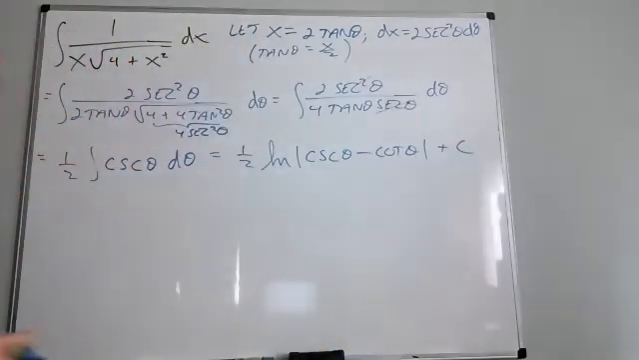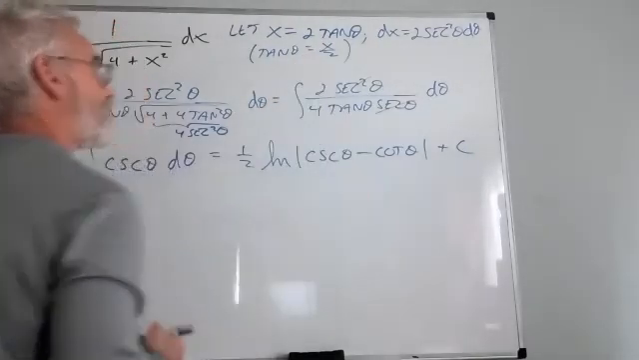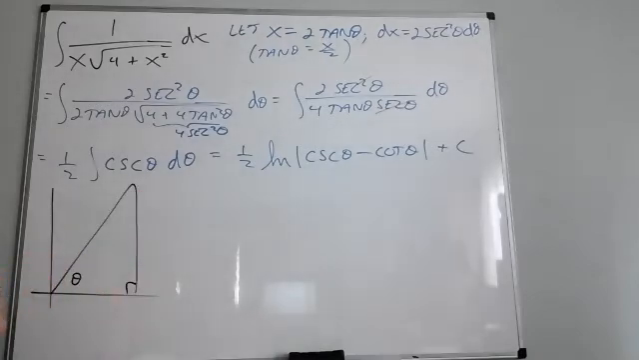theta plus c. So once again, I'm completely finished with the calculus, but what I need now is a picture that will allow me to go back. And here's the roadmap once again. So when I draw my triangle, I'm going to draw a triangle such that the tangent of theta is x over 2.